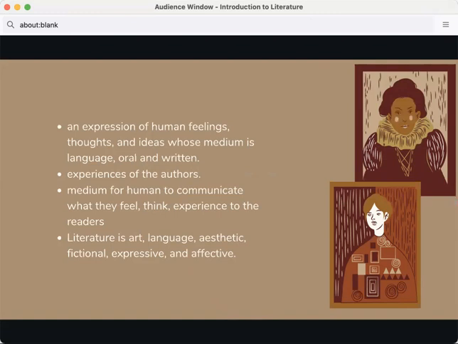It is not only about human ideas or thoughts, or maybe the author's feelings, but also about experiences of the authors. And literature can be a medium for humans to communicate what they feel, think, and experience to the readers. Actually, we had already discussed these things last week, but I'm going to try to review it a little bit. Here, literature can also act as art and then language, aesthetic, fictional, expressive, and effective.